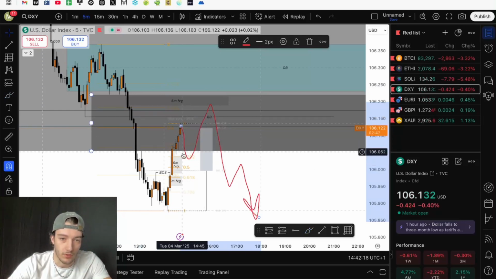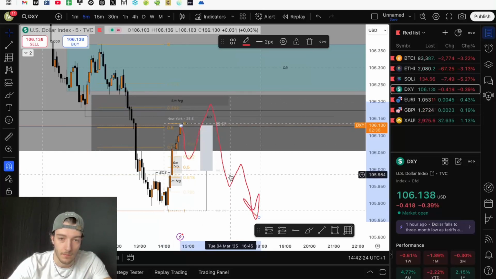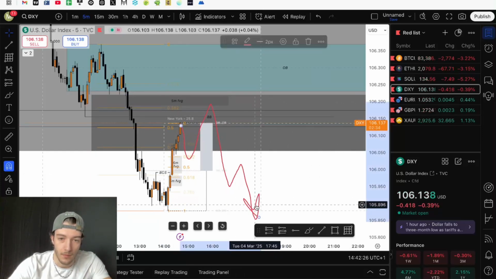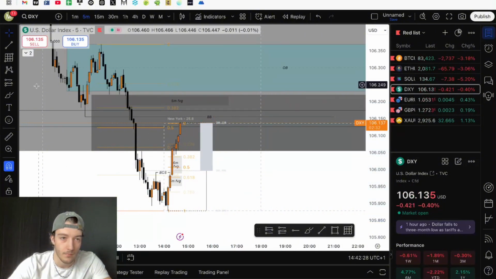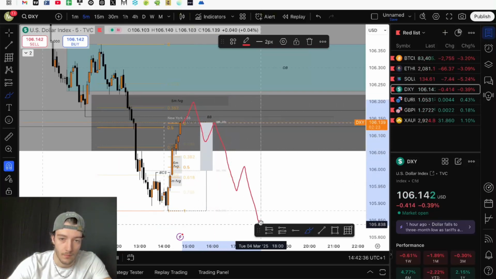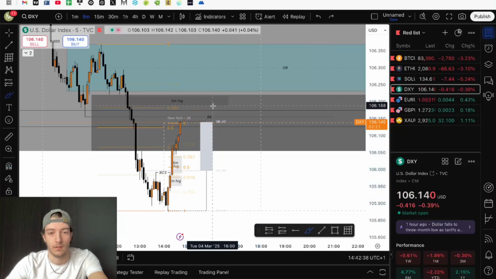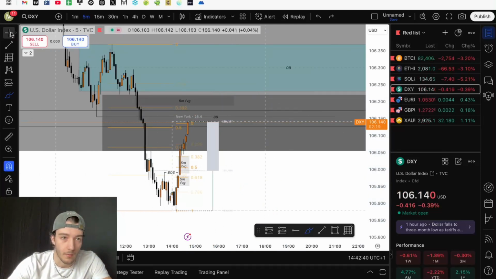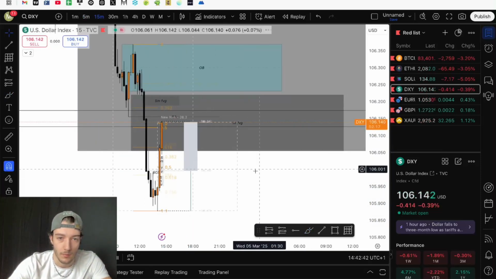Whoever starts shorting here is gonna set their stop losses maybe to this level, maybe a bit higher than the fair value gap. But ideally what I want to see is it coming back up here, a break of structure, and then moving lower. That would be ideal in my eyes. Hopefully that's gonna be the case.